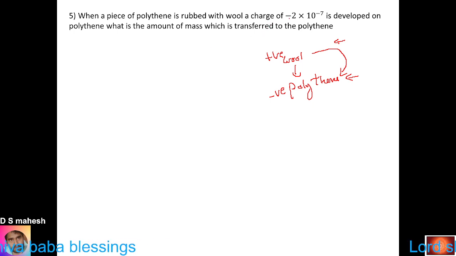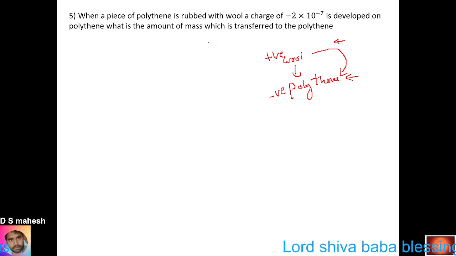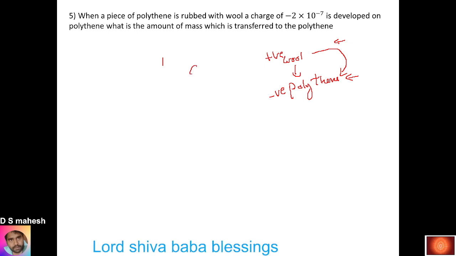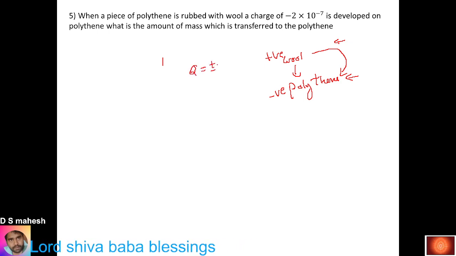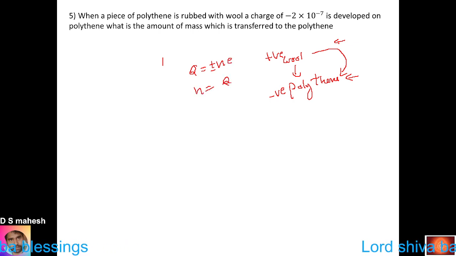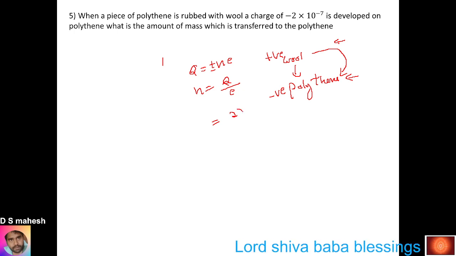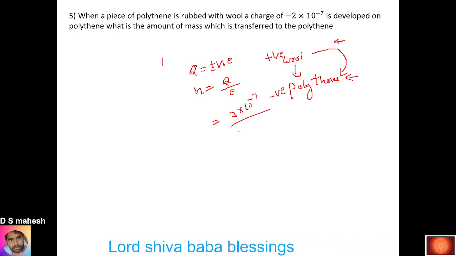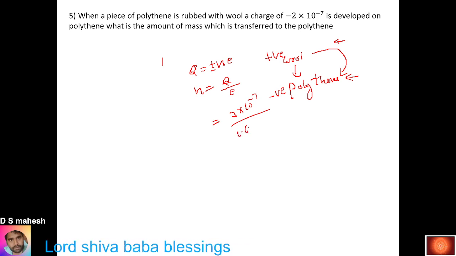So the given charge is how much? Minus 2 into 10 to the power of minus 10. From this we can get the number of electrons which is transferred. So first make use of the equation. As you already know, Q is equal to plus or minus N into E. N is equal to Q divided by E. So Q is how much? 2 into 10 to the power of minus 7 divided by 1.6 into 10 to the power of minus 19.